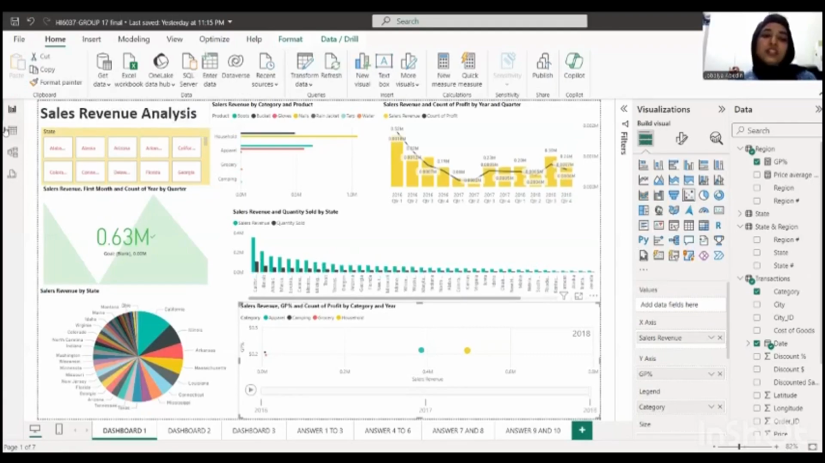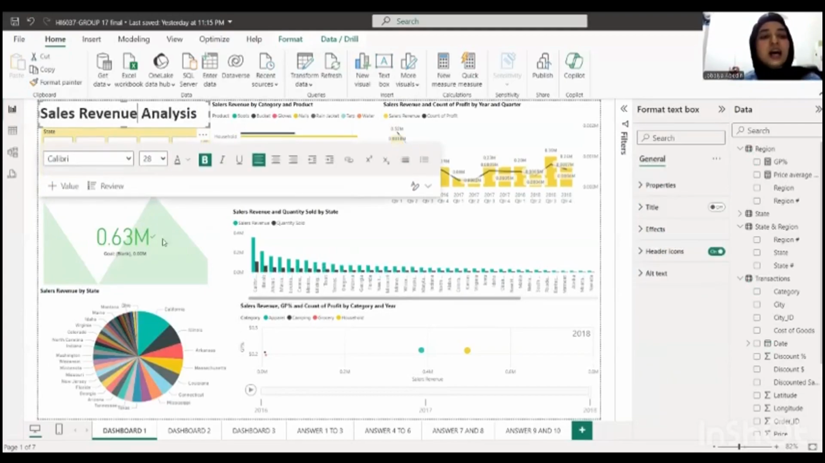So for my visualization here, I picked sales revenue analysis. With the transaction data which was given to us, I'll show you how the sales revenue changes throughout the year for the state, for the product, for category, and compare it to the profit and quantity sold.